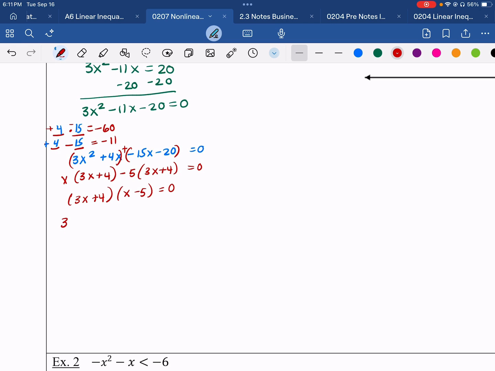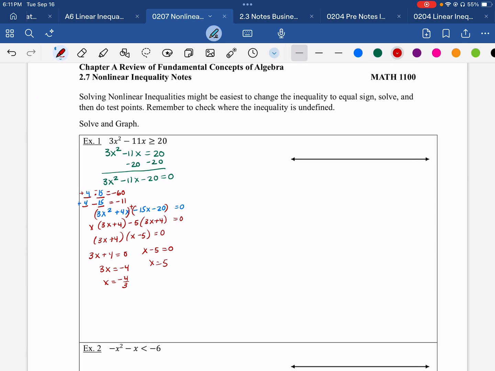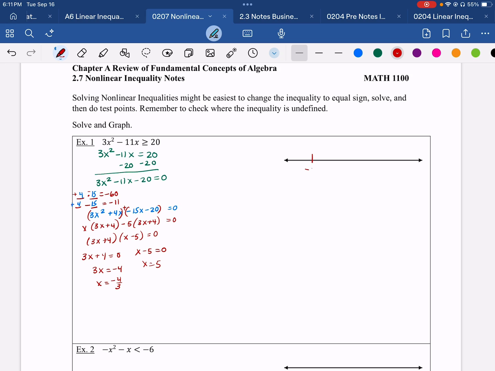So now set each one equal to 0. 3x plus 4 equals 0, and x minus 5 equals 0. On the 3x plus 4, subtract 4: 3x equals negative 4. Divide by 3: x equals negative 4 thirds. Add 5: x equals 5. So on my number line, I have negative 4 thirds and I have 5. This is not undefined anywhere because this is a polynomial. So I've just now got to do test points.